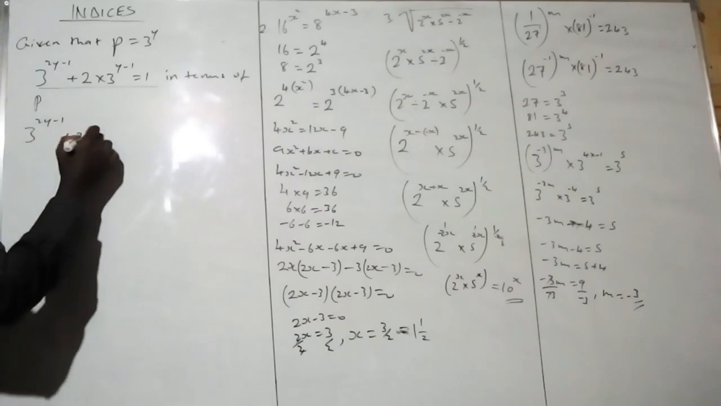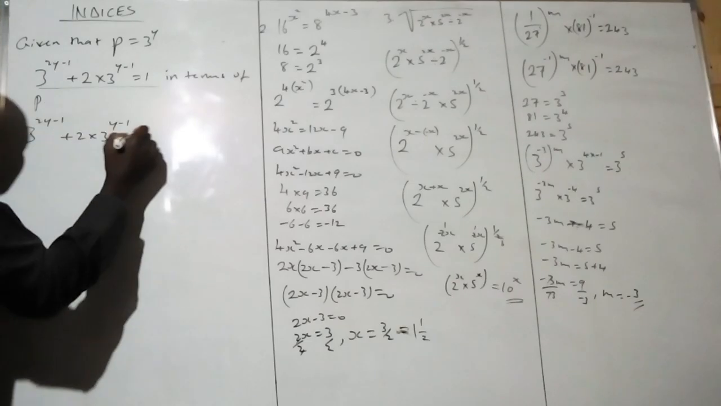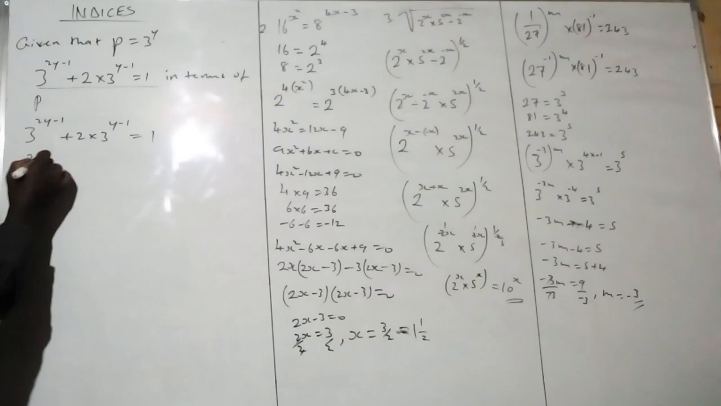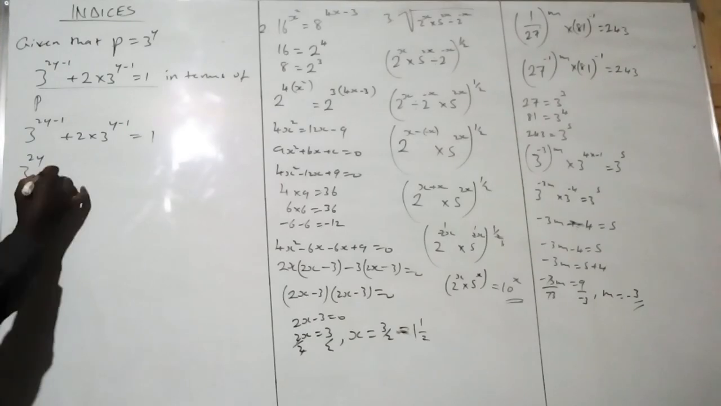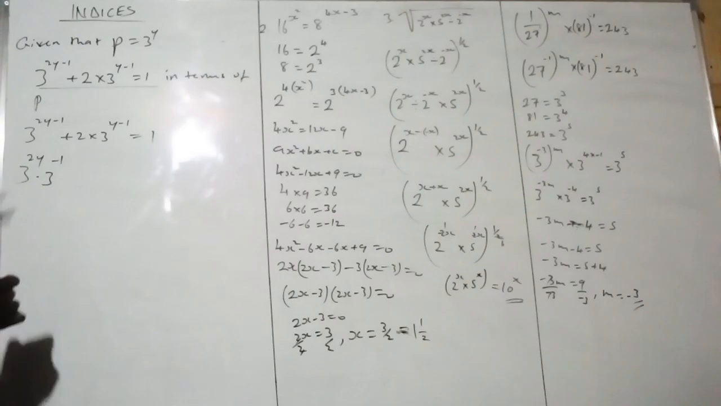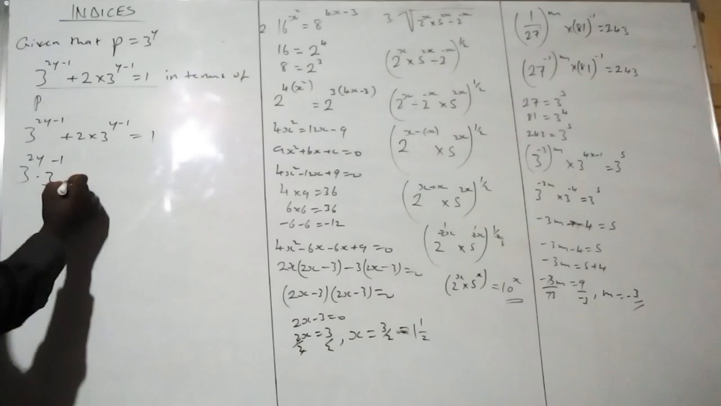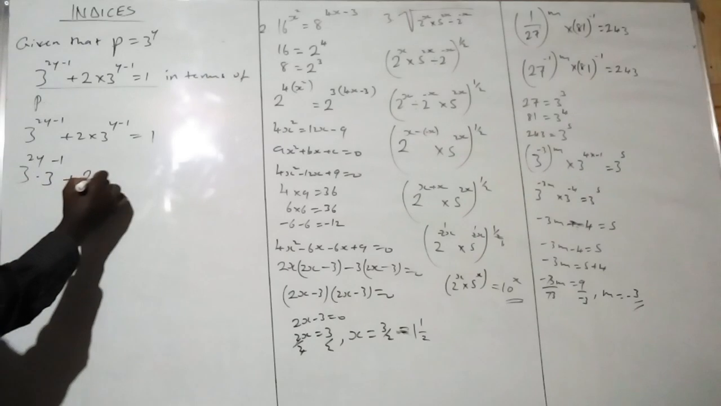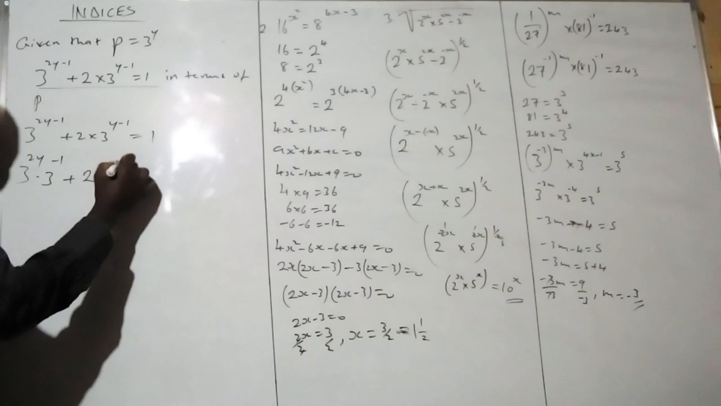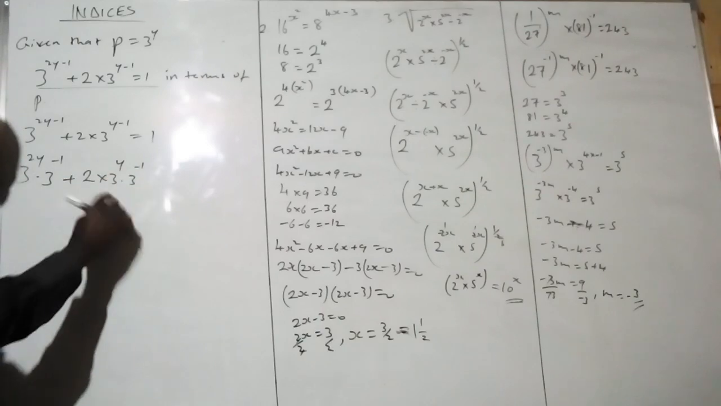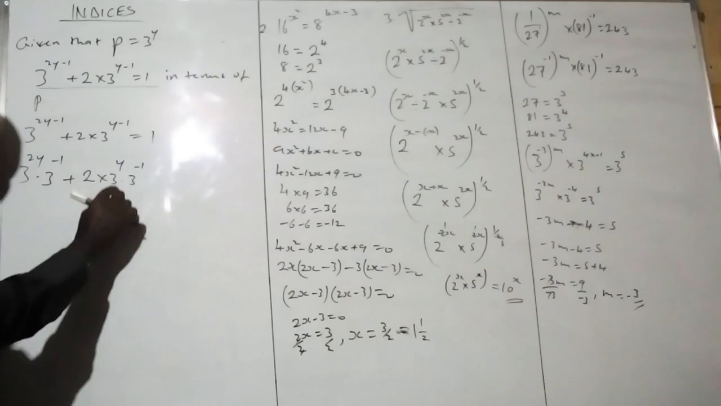According to the law of indices, this is the same as writing 3 raised to power 2y, dot, we have said means times, 3 raised to power negative 1. This is the same as this. Then plus 2 times 3 raised to power y, dot, 3 raised to power negative 1. So if you wanted to return it the way it was, you pick a single base 3, then you say y plus minus 1.